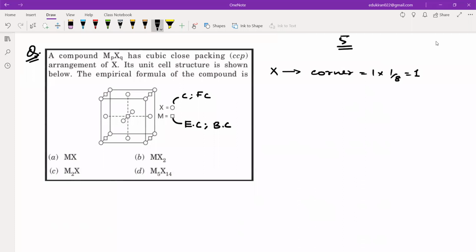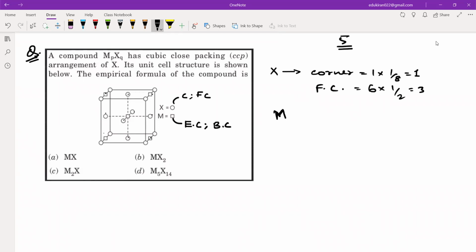Then these same X atoms are also present in the edge center. How many edges do we have? We have 12 edges, and is it in all of them? No, not in all. It is present in only 4. It's not present in every edge center. Sorry, I am looking at X. X is in the face centers, so in all 6 face centers, 1 by 2 each, which will give me 3.